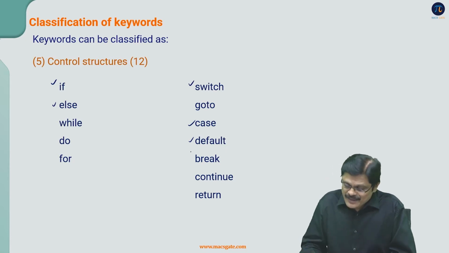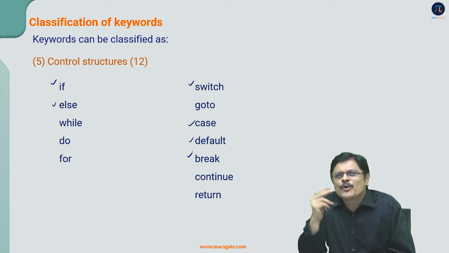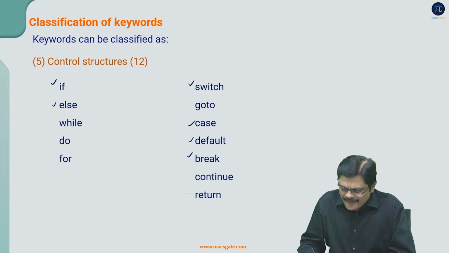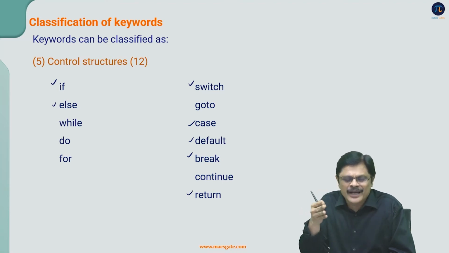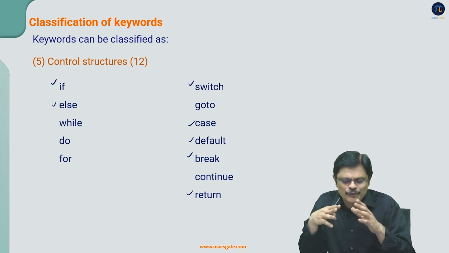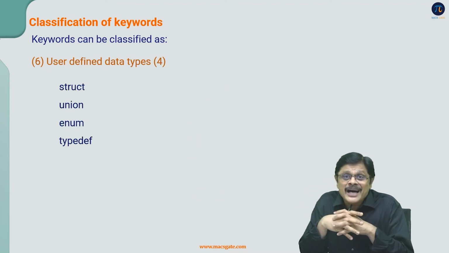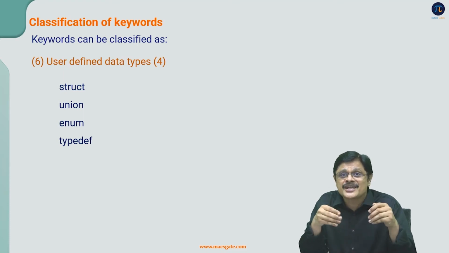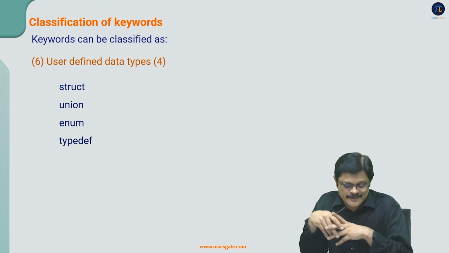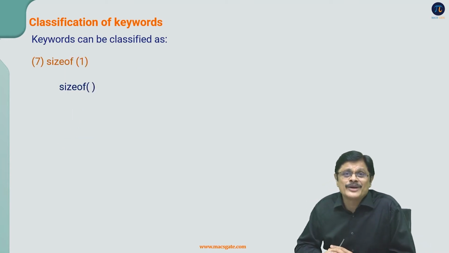And labels. Then we have break, which is generally used to come out of the loops a little earlier. Continue is to skip the remaining part of the loop. And return is used together with the functions or in other places also. Return, to return the values, you use this return keyword. So we generally classify them as control structures. Those are the keywords. The next ones are user defined data types. These are the constructs which are used for creating user defined data types: struct, union, enum and typedef. And the last one is a special one, sizeof.